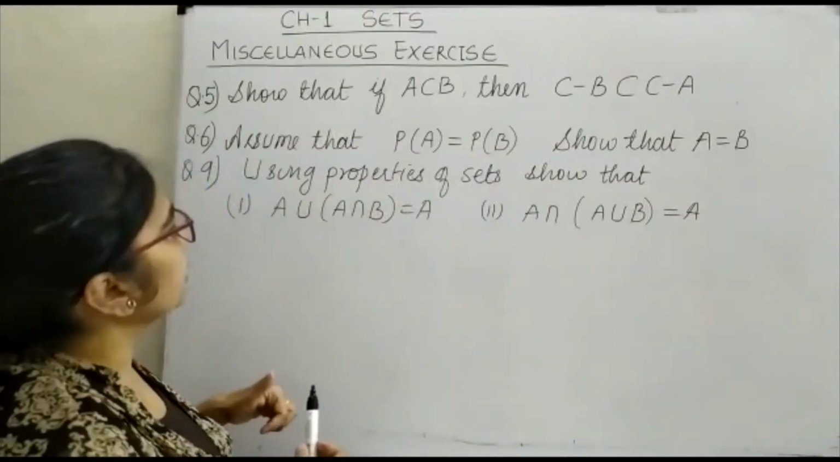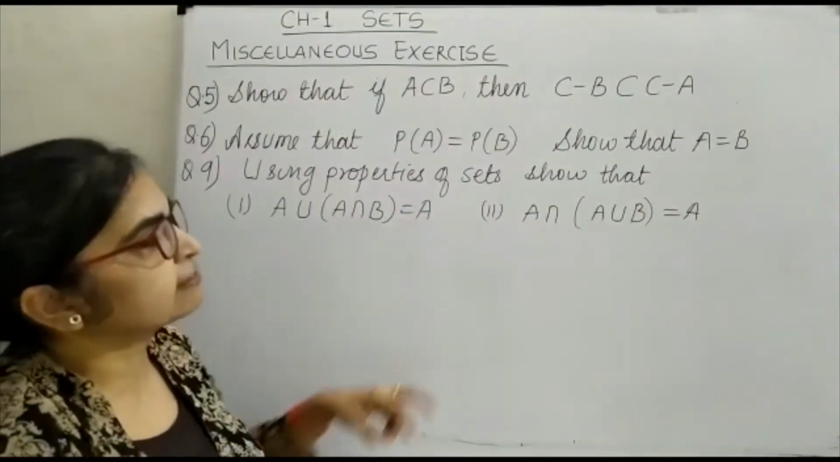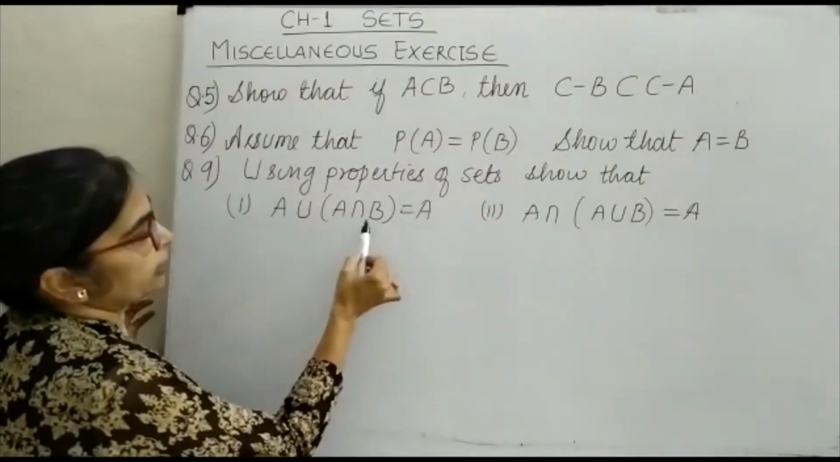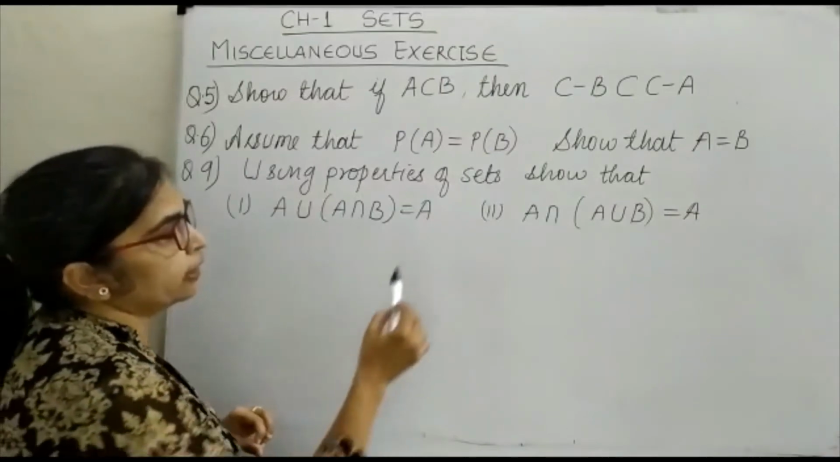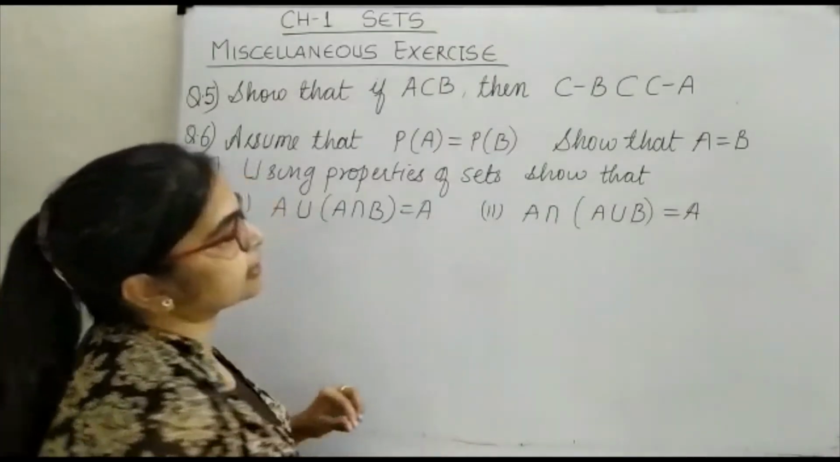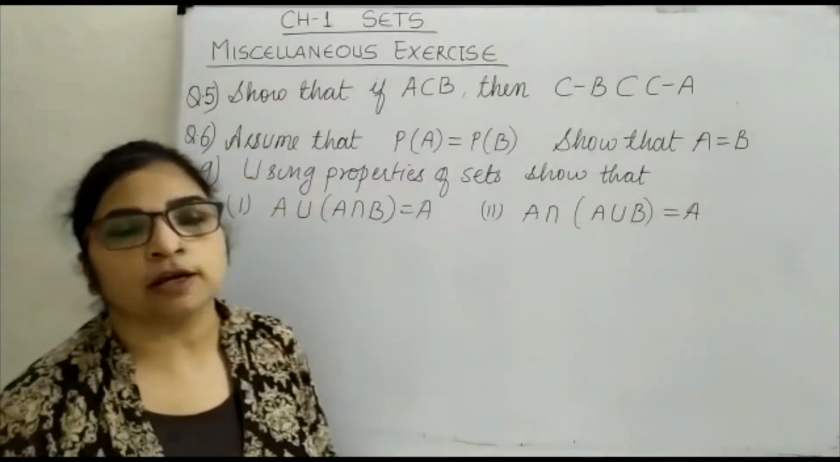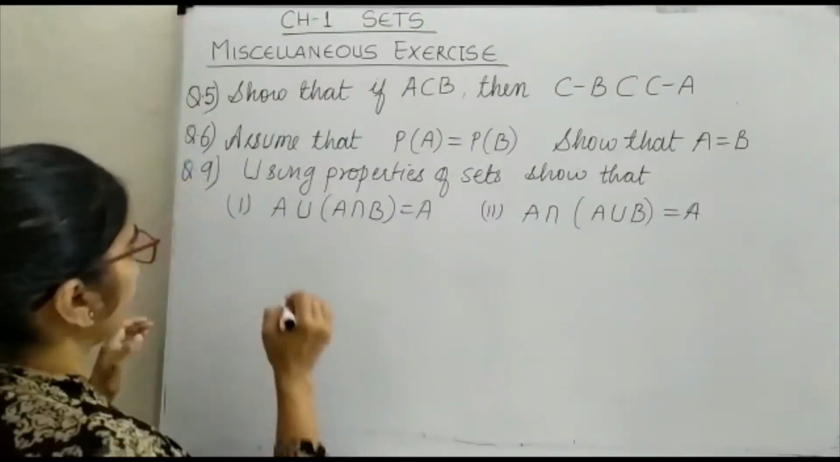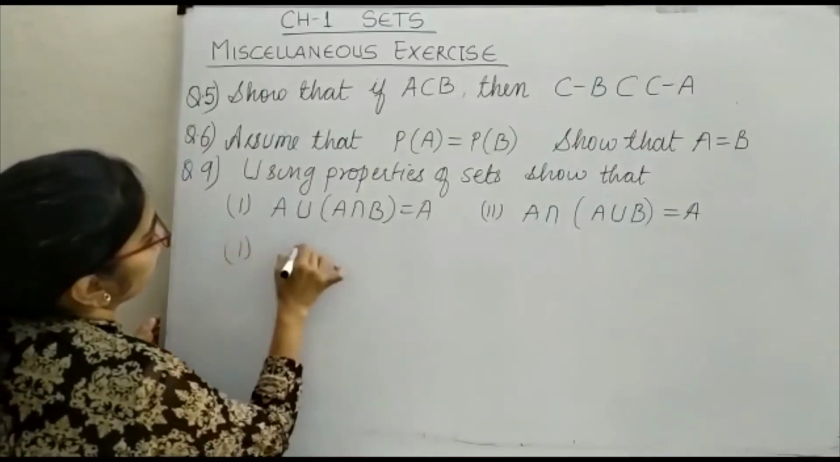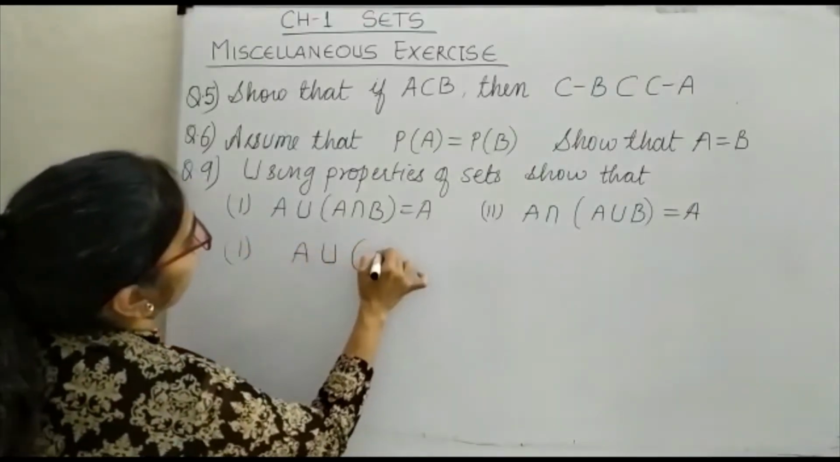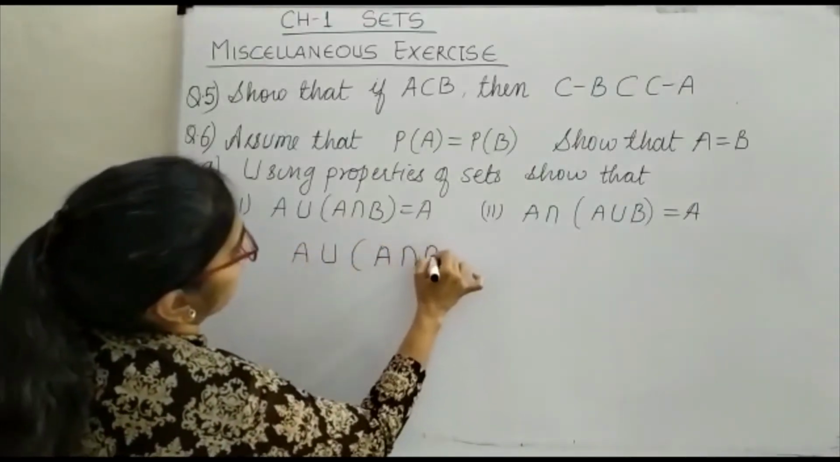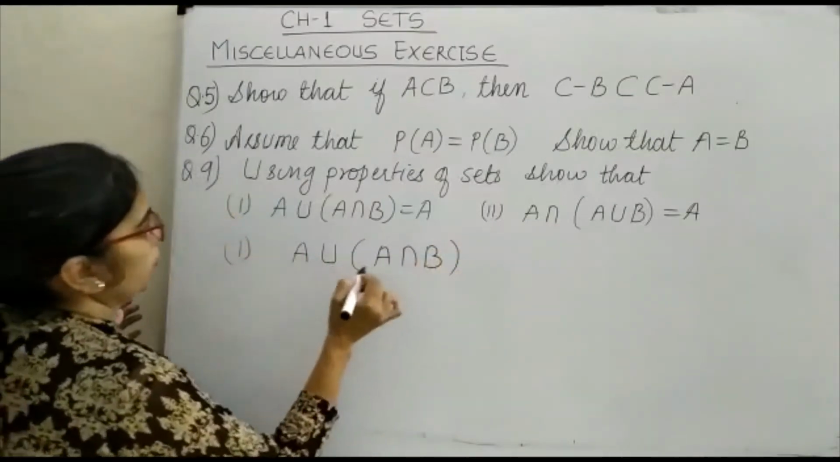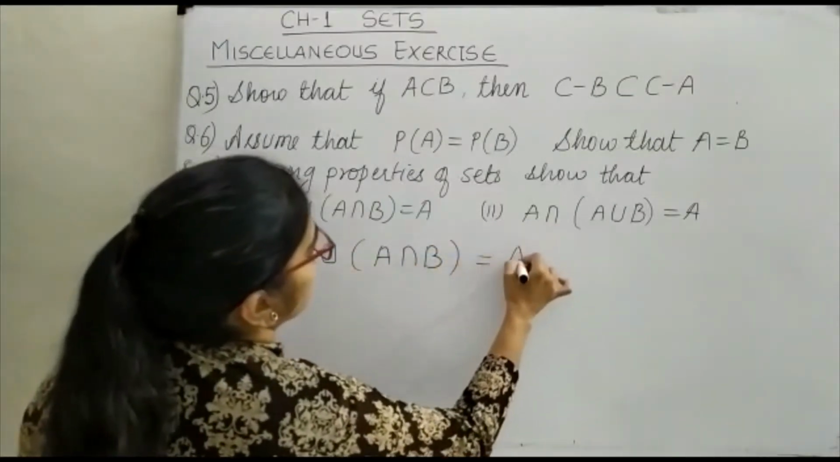And our question number 9: using properties of sets, show that A union (A intersection B) is equal to A, and the second one, A intersection (A union B) is equal to A. We will start with question number 9. The first one is A union (A intersection B). We are starting from this, and we have to show that this is equal to A.